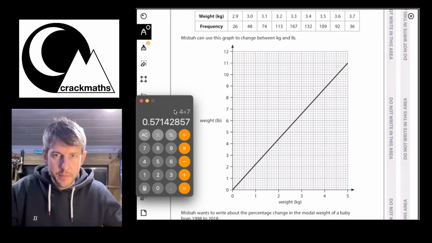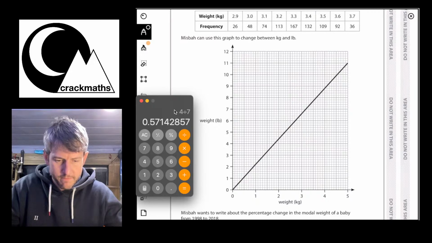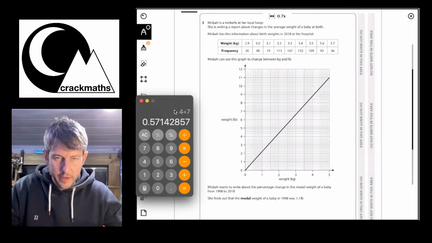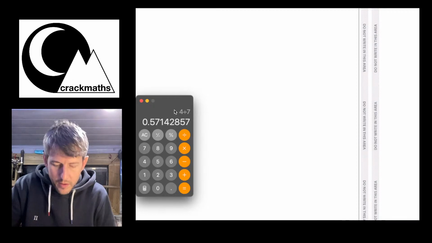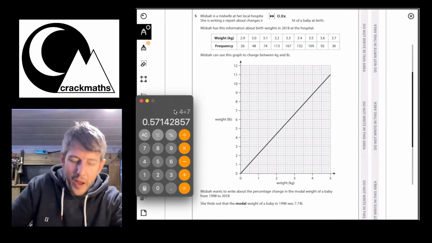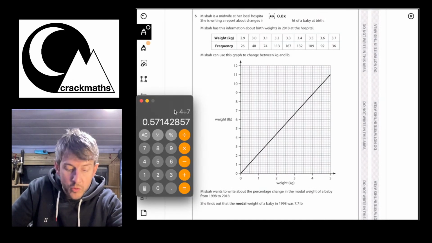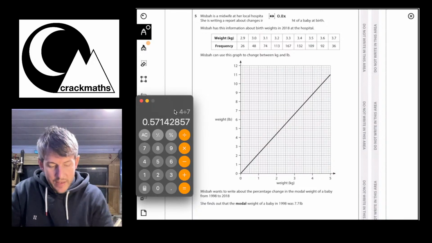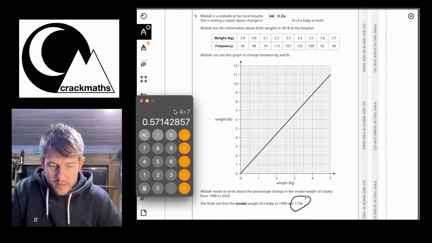Oh, I need to move this. Here we go. Misbah wants to write about the percentage change in the modal weight of a baby from 1998 to 2018. She finds out the modal weight of a baby in 1998 was 7.7 pounds.